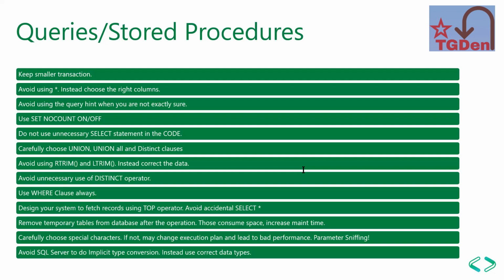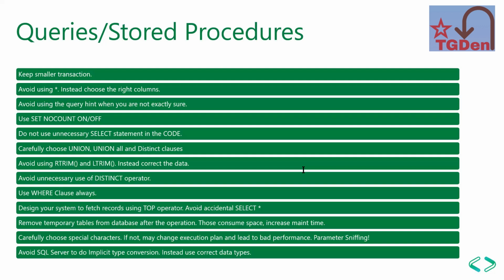The next point is use the relevant SET NOCOUNT ON and OFF commands, which is very important. Let's say you are executing a query and you don't want to see how many records are affected. Then at the top of your page you use SET NOCOUNT ON, and at the end of the page you use SET NOCOUNT OFF. That way the network calls will be reduced and you don't have to see unnecessarily how many records have been impacted in each step of the query.